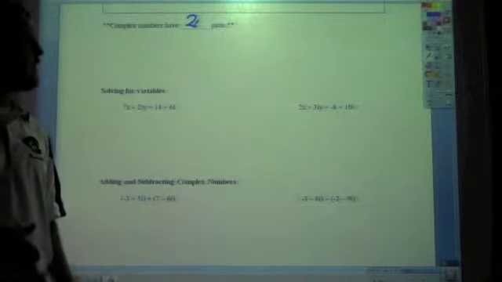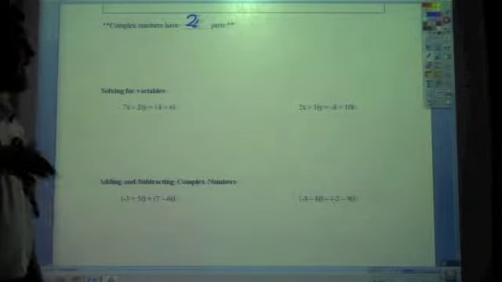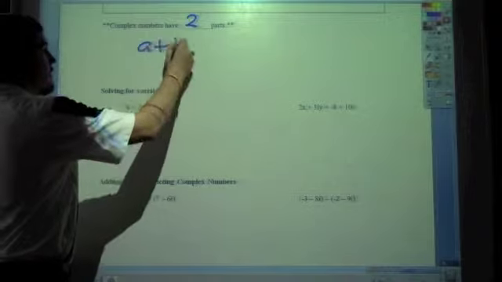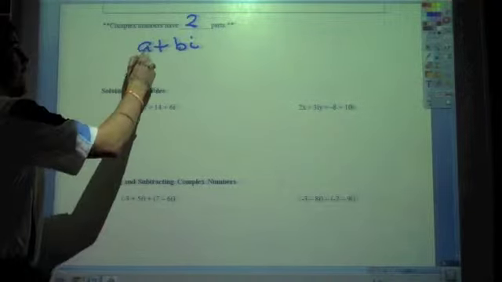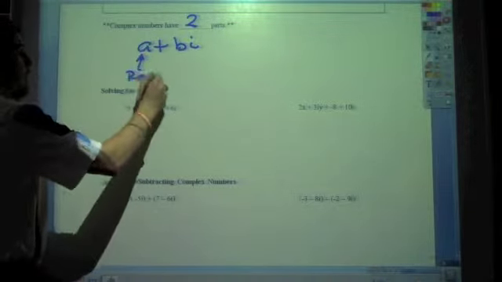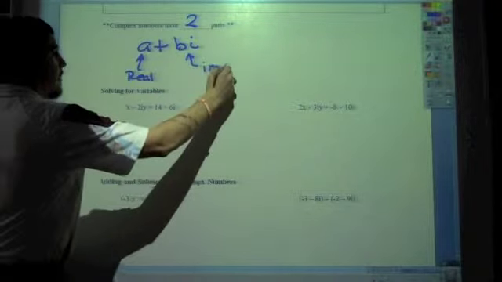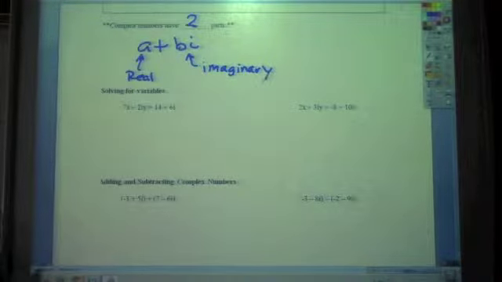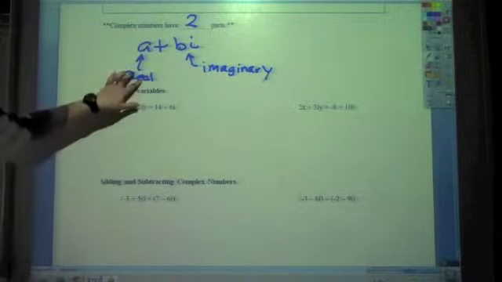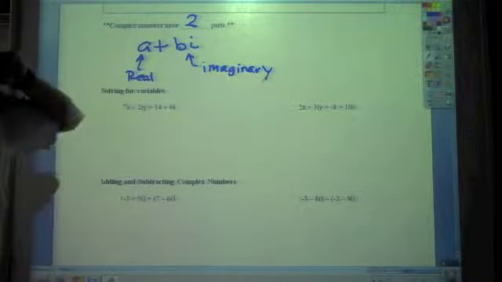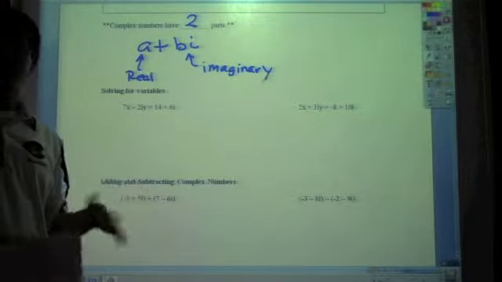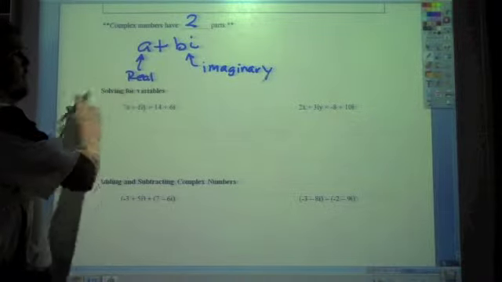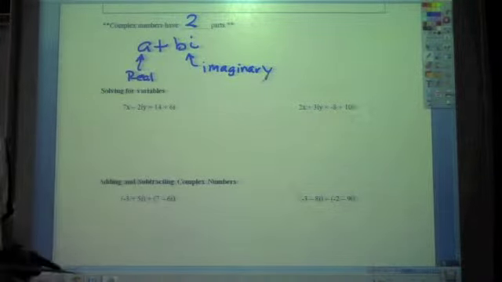If you remember from yesterday, imaginary numbers are any number that has i in it. So the standard form of a complex number is a plus bi. So we have the real part here, and then we have the imaginary part here. That's the standard form of a complex number. We've got a real part and an imaginary part. Today we're going to add, subtract, multiply, and divide with complex numbers. First, we're going to talk about solving for variables that have complex numbers in them.